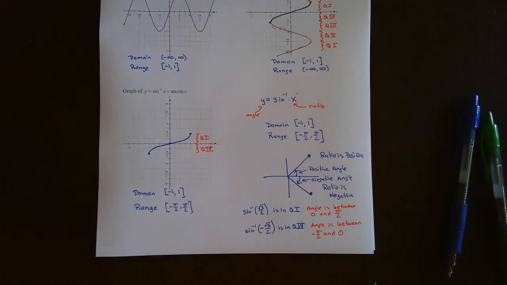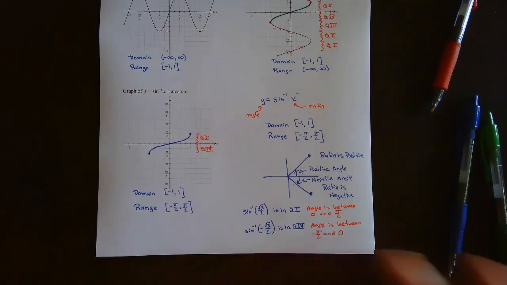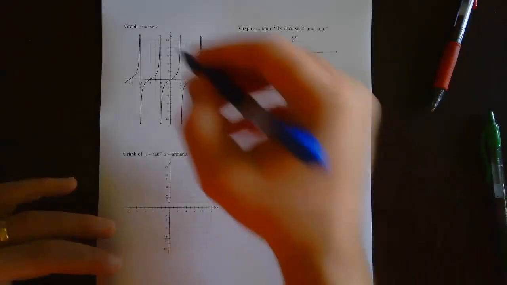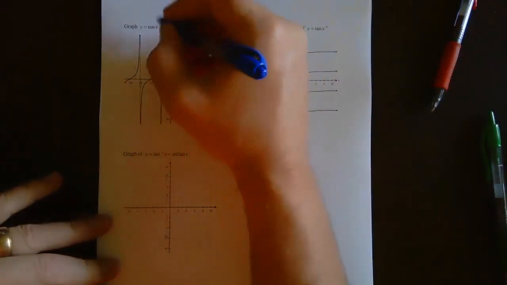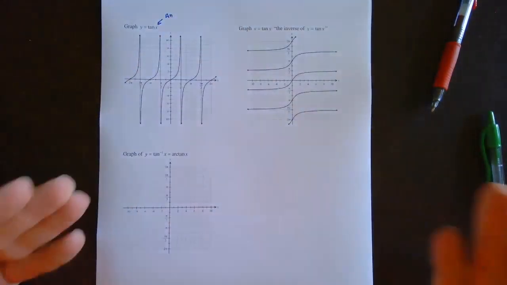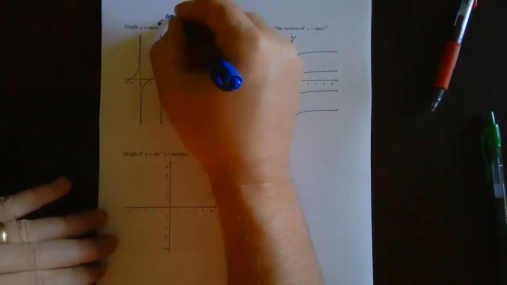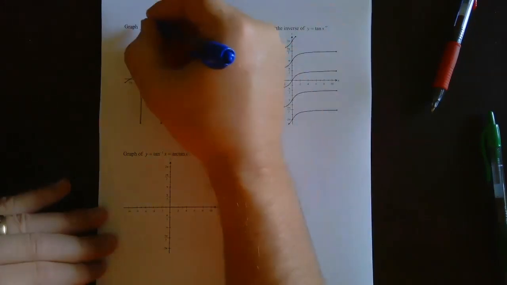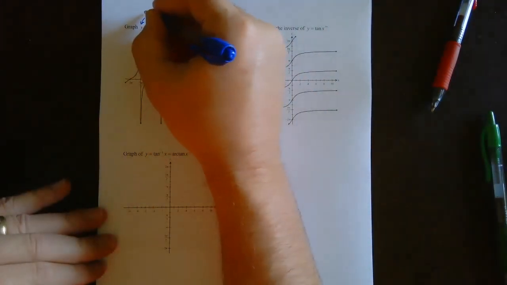All right, guys. Let's do one more explanation of this, and it's tan inverse. So let's go to the third page, skip 2 pages ahead, and we'll go to that one. For y equals tan x, for all the trig functions, we put in an angle, and we get out a ratio.